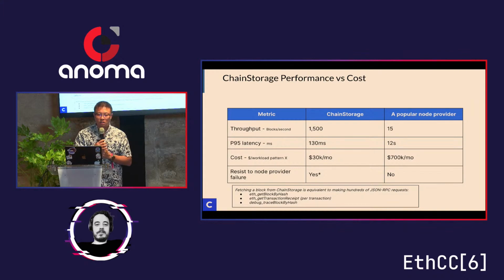Here's the result. This is the performance. For throughput, we tried to benchmark in a fair way. It is around 100x performance compared to a popular node vendor, with much better latencies and 20x cost savings for the same amount of workload. Without ChainStorage, we would probably be paying 700K. They may actually give us some discount, but that's a different magnitude problem. With ChainStorage, only 30K, and it also resists a particular vendor's failure as well.